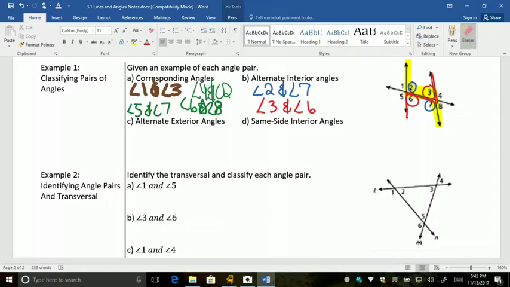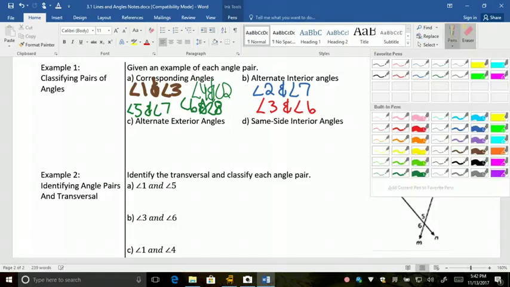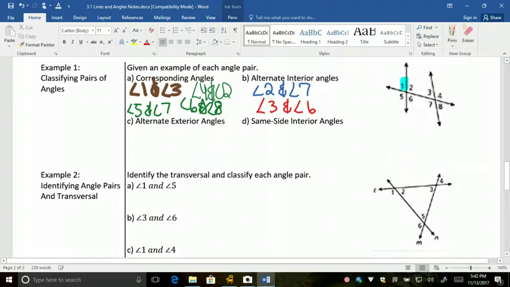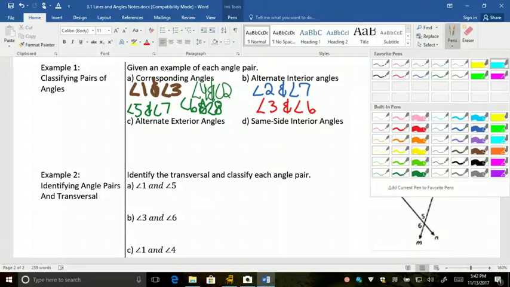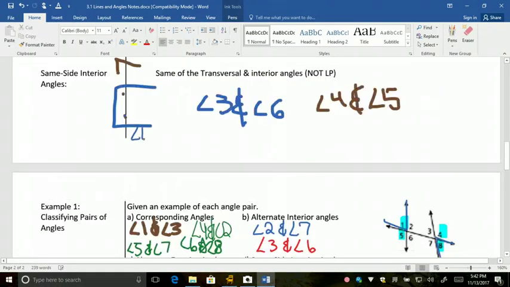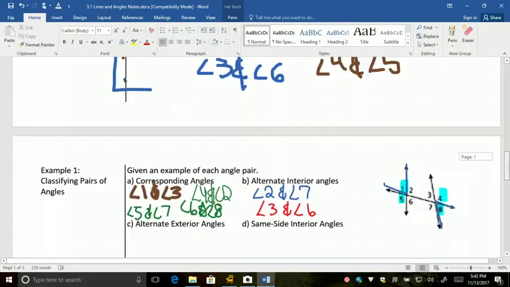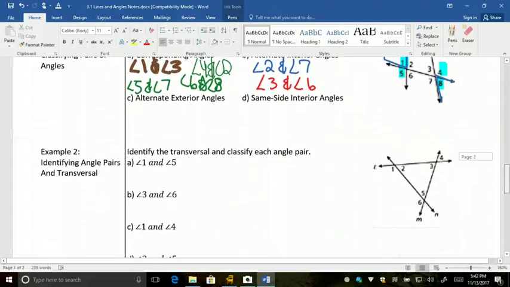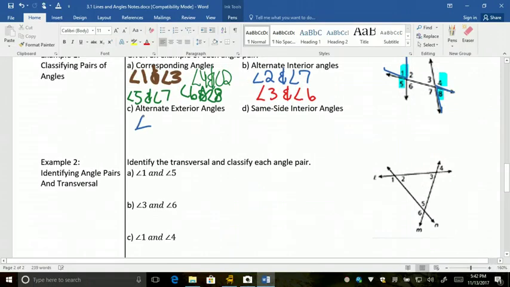For alternate exterior angles, the exterior of this picture, the angles that are on the outside, are 1, 5, 4, and 8. And we need them to be on alternate sides of the transversal. So angle 1 with angle 8 are on alternate sides and on the exterior. The other set of alternate exterior are 5 and 4.